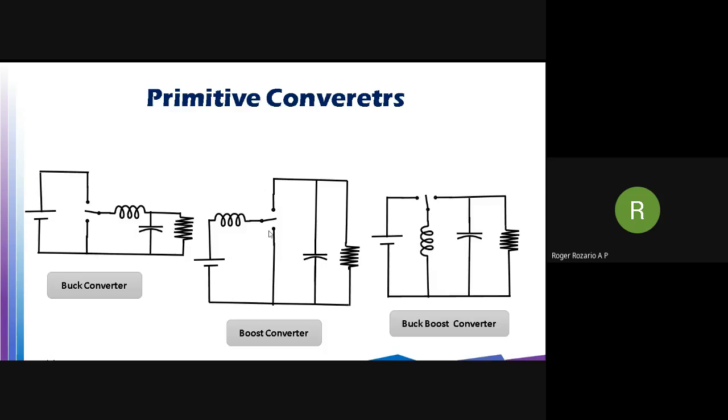We have analyzed the buck converter along with the non-idealities. In the forthcoming classes, we will take up the boost converter and buck boost converter, and analyze the steady state parameters: V0 by Vg, I0 by Ig, del V0 by V0, del I0 by I0, and we will take into account the non-idealities and the efficiency of the boost and buck boost converters.